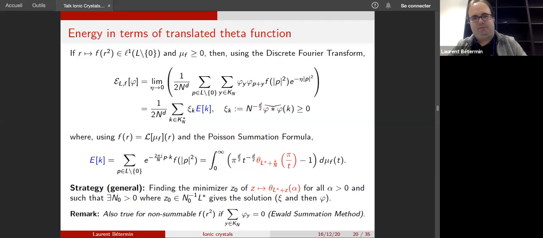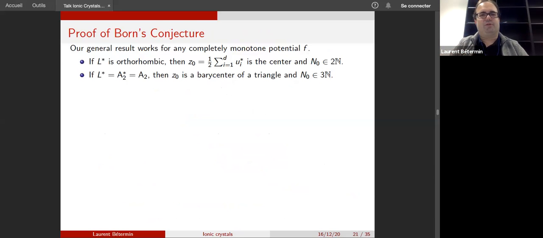Okay, so that's the whole strategy, and now I explain how to apply that to two cases. So now you can show Born's conjecture basically. You take any completely monotone potential f, and if L star is orthorhombic, then you know that the center of the cell will be the minimizer, as I explained before, and that will be reached for a certain n0, which is even. That's easy to show: if you just divide everything by 2, the center will be part of the sublattice.